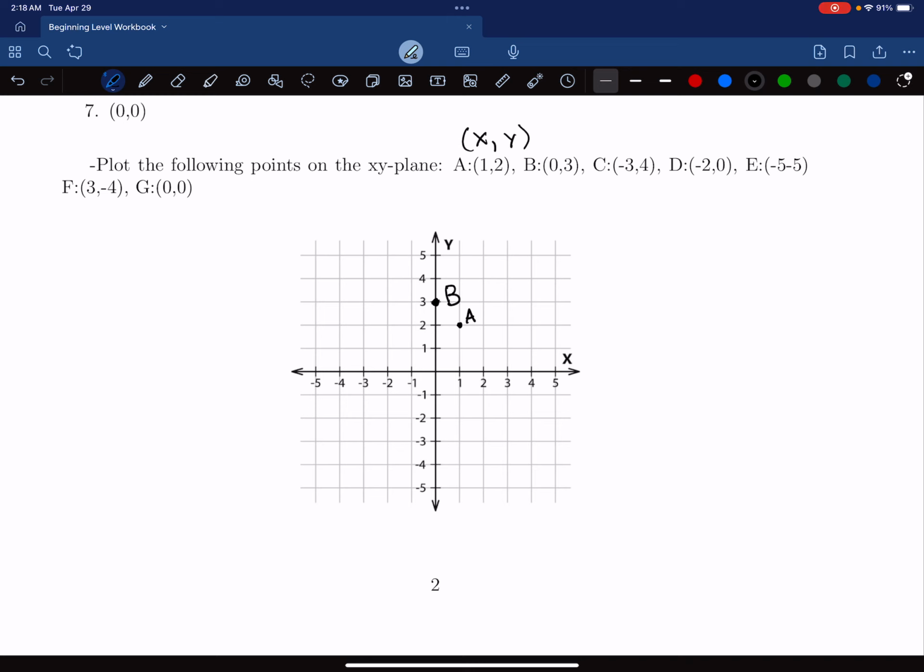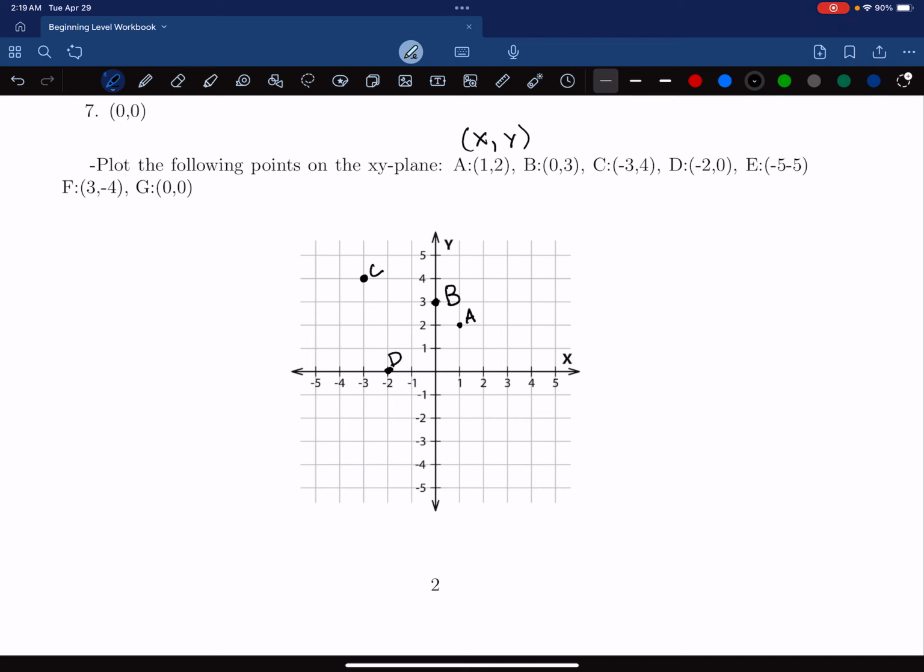Looking at point C, we have -3, which is our x. So we're going to go left 3: 1, 2, 3. And then we're going to go up 4: 1, 2, 3, 4. And then the point is here. Point C is there. And then point D is -2, 0. So x is -2, so we're going to go left 2: 1, 2. But then our y is 0, so we're just going to stay here, and this is our point. And that is point D.